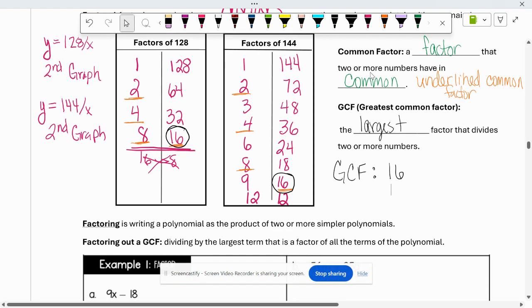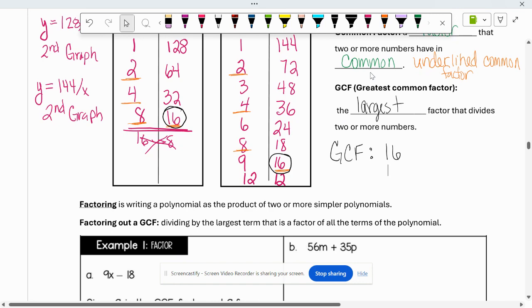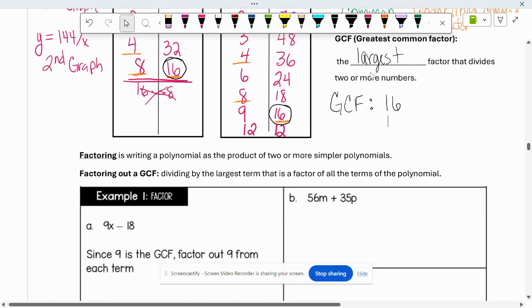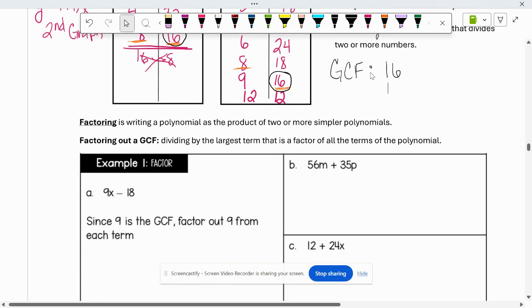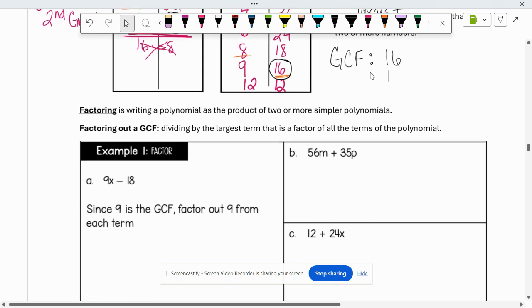So factoring with a polynomial is when you write a polynomial as the product of two or more simpler polynomials. Remember, a polynomial can just be a number all by itself, right? So when we factor out a GCF, we divide by the largest term. That's the factor of all of the terms in the polynomial.